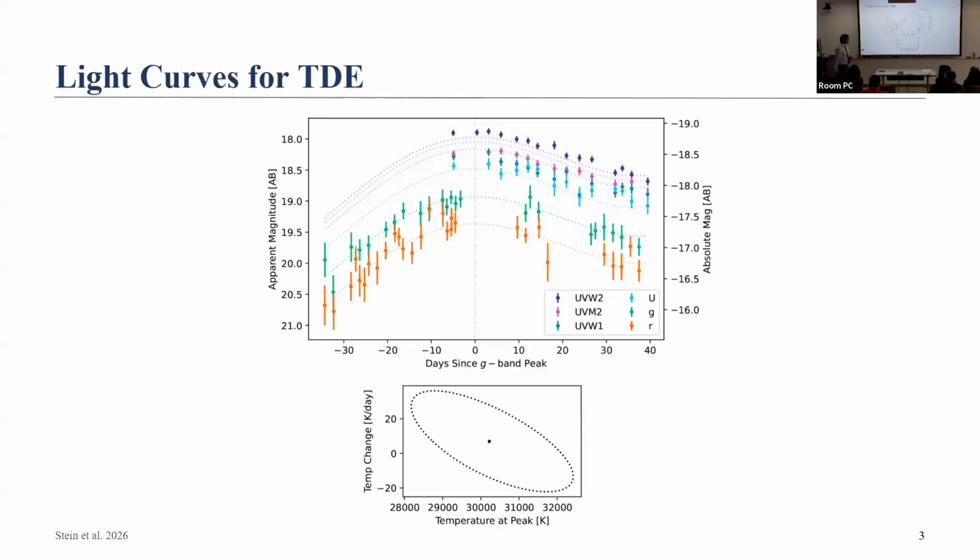On the bottom is the temperature evolution of that TDE. As we can see, it also has a constant or slow temperature evolution. It has relatively high temperature and less uncertainty.